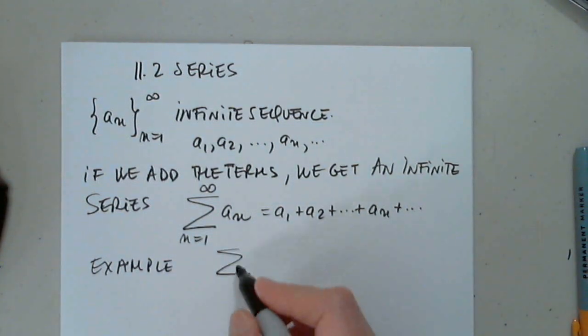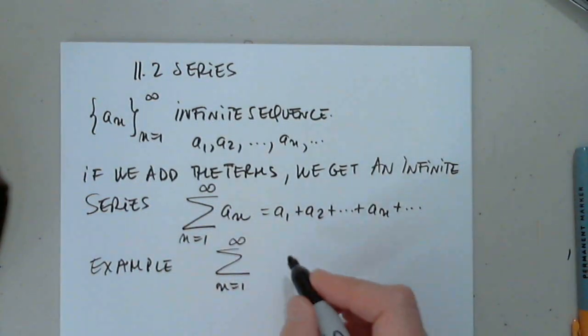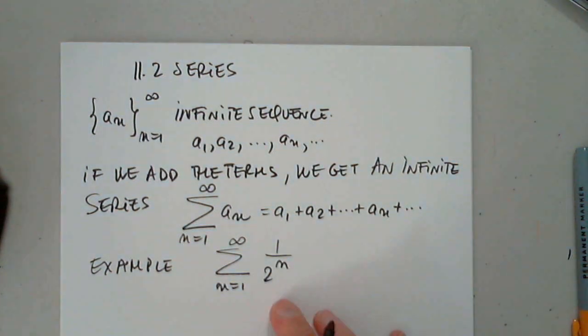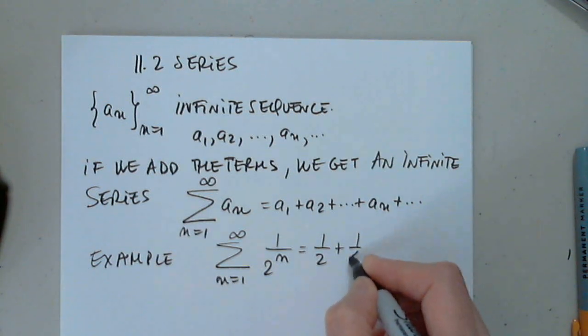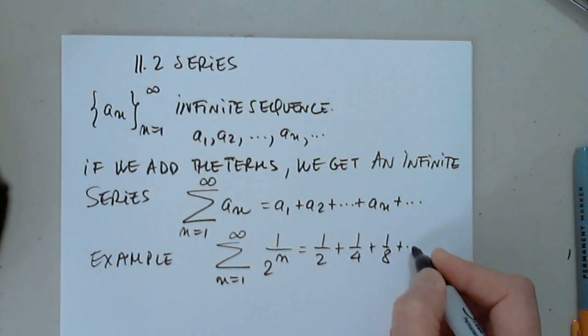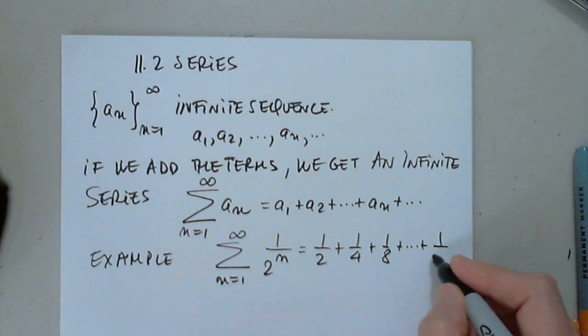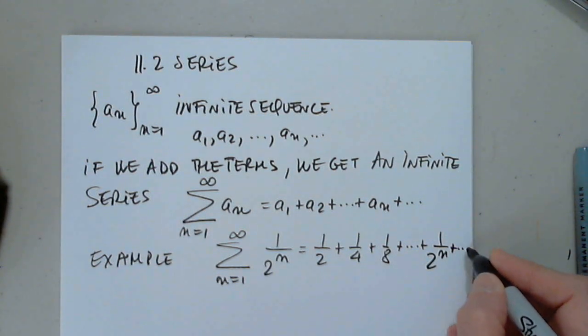Okay, here's an example of how this will look. If we have the sum from n equals 1 through infinity of 1 over 2 to the power n, how will this look? It will be 1/2 plus 1/4 plus 1/8 plus 3 dots plus 1 over 2 to the nth power plus 3 dots again.